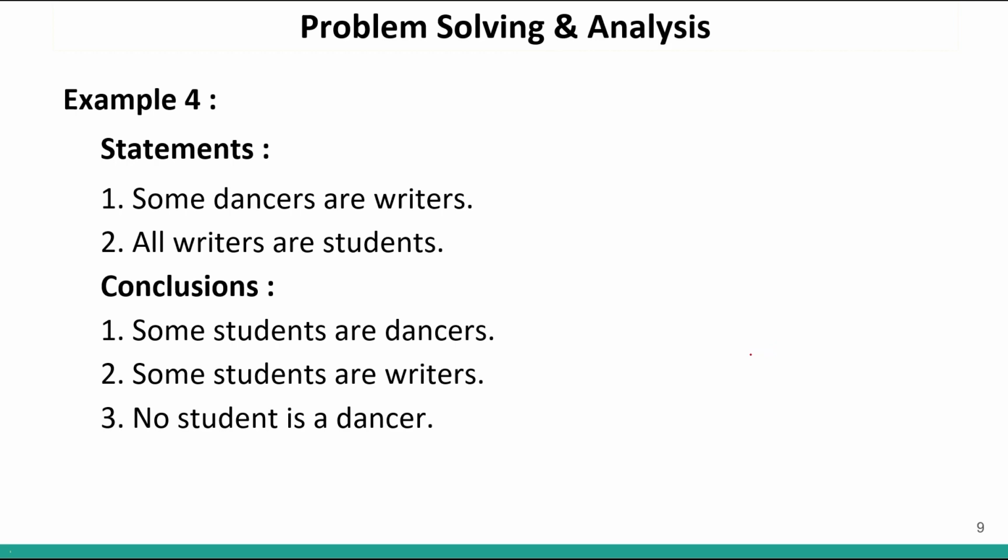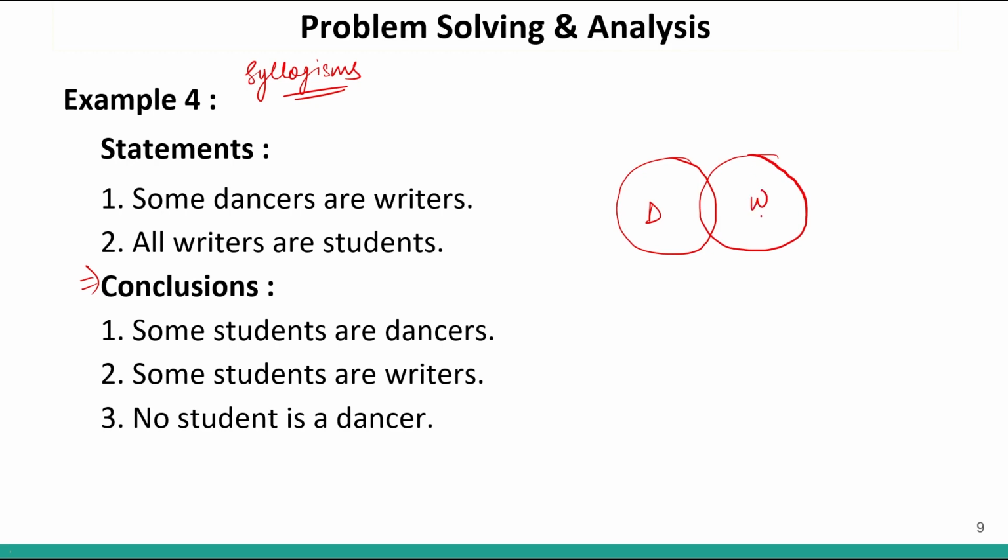Okay? Example 4, this is a question of syllogisms. Some dancers are writers, all writers are students, some students are dancers. These are the conclusions given to us, and we have to identify which of the following conclusions is correct. Now, some dancers are writers. So if this is dancers, some dancers are writers will be represented like this.